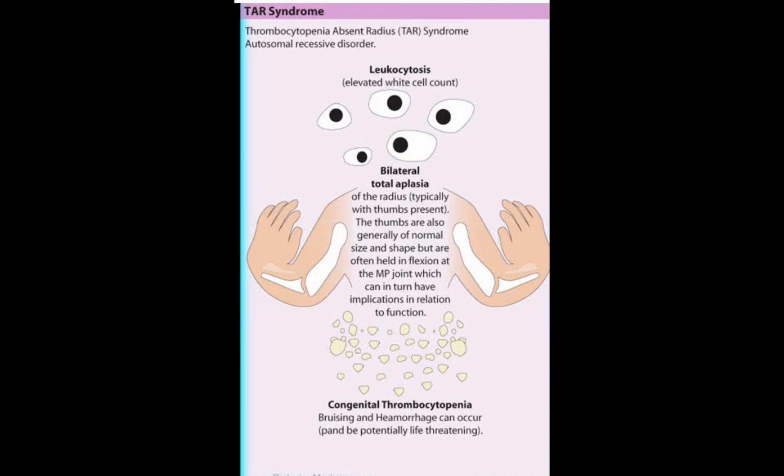The thumbs are generally of normal size and shape, but are often held in flexion. Okay, thumbs will be held in flexion, and congenital thrombocytopenia can occur. Thrombocytopenia is there, but leukocytes, white blood cells, are elevated.